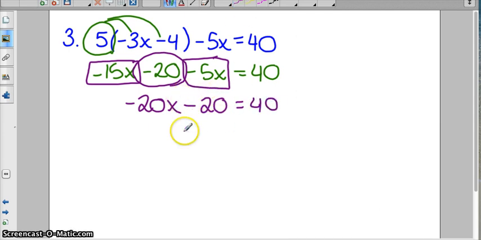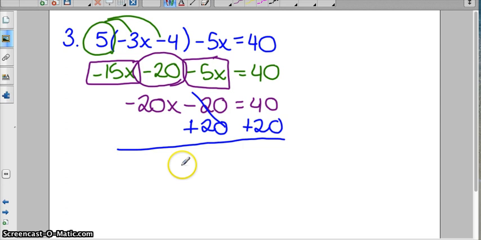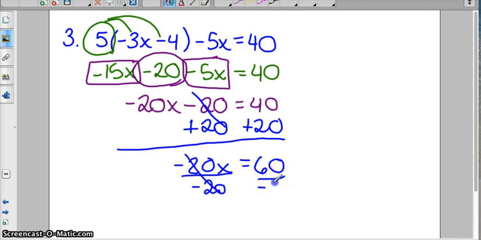Alright, once again, this minus 20 over here is away from the variable, so we're going to first get that to the other side by adding it over. Whatever you do to one side, you do to the other. So negative 20x equals 60. And my last step, negative 20 times x, so we're going to divide by negative 20 to cancel it out. X equals negative 3.